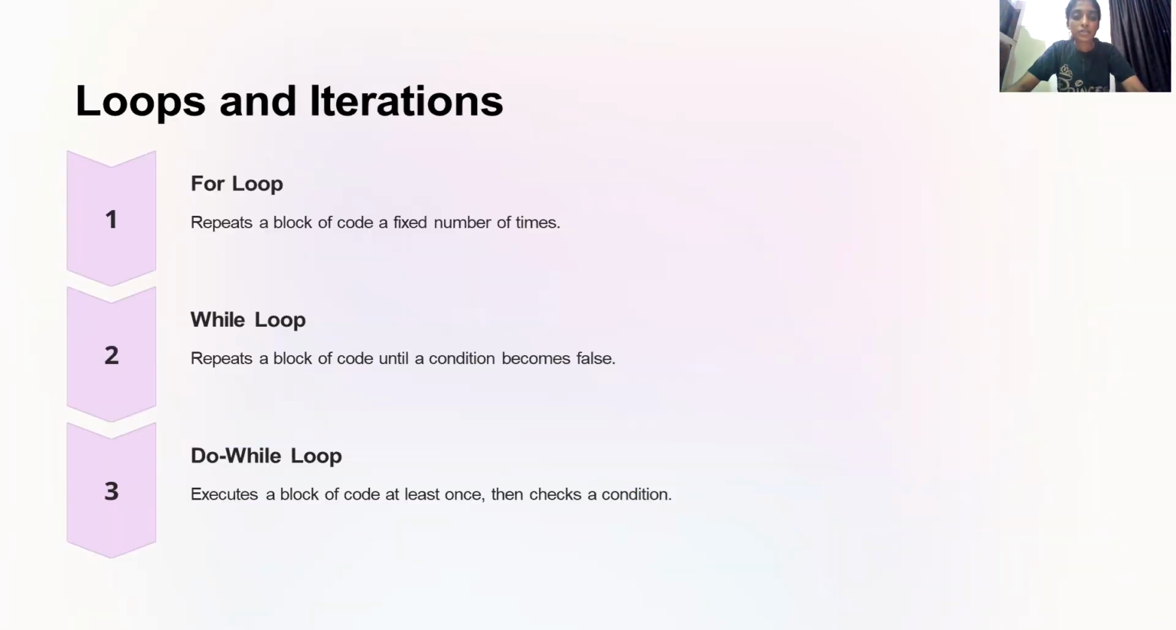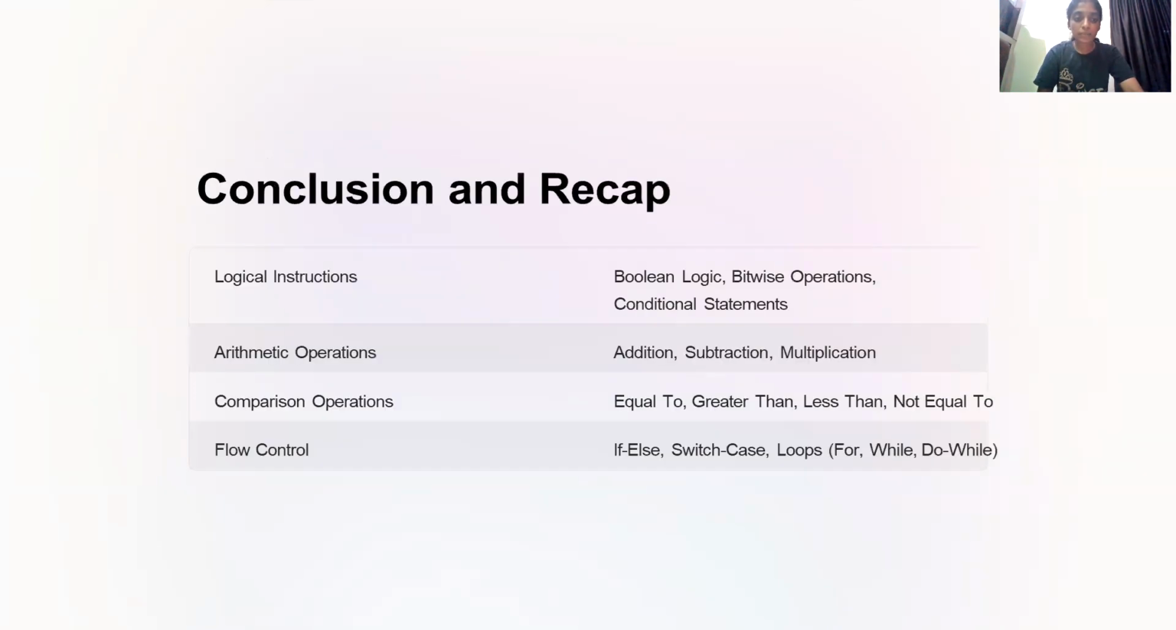Loops and iterations. For loop repeats a block of code a fixed number of times. While loop repeats a block of code until a condition becomes false. Do while loop executes a block of code at least once and then checks a condition.